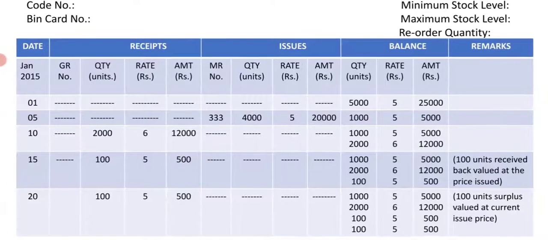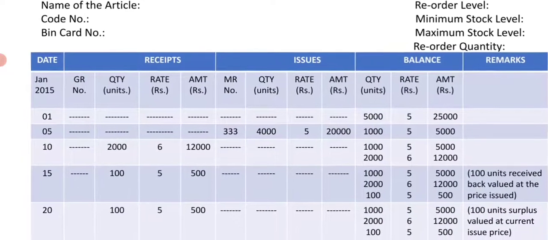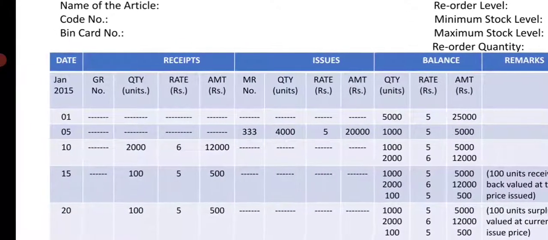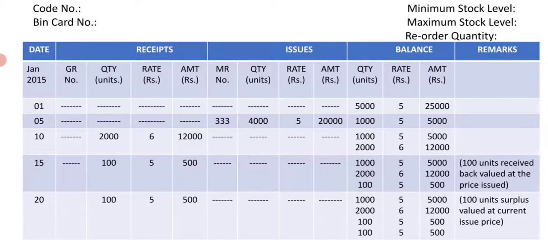While writing down the transactions in any method of recording, that is FIFO, LIFO, simple average or weighted average, we should record the transactions chronologically. If the transactions are not given in chronological order, we should notice that and write them down in chronological order.